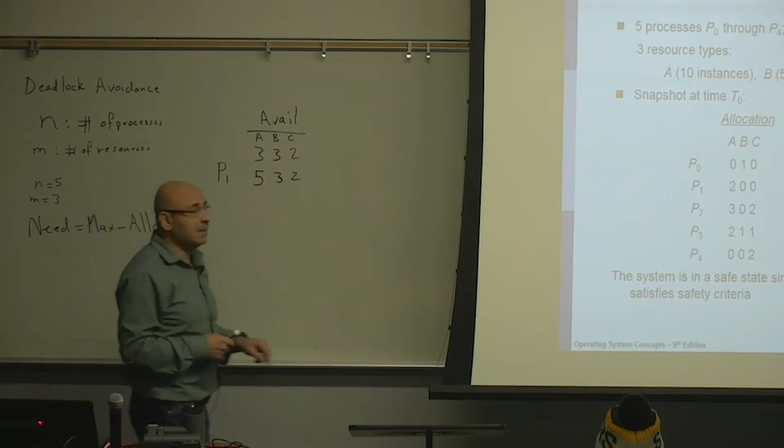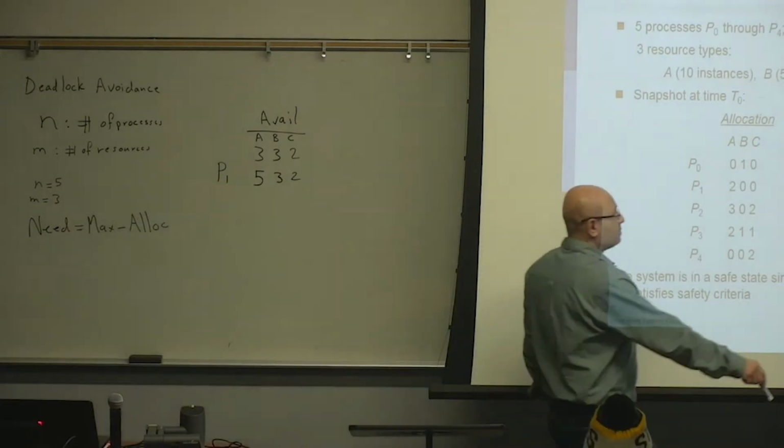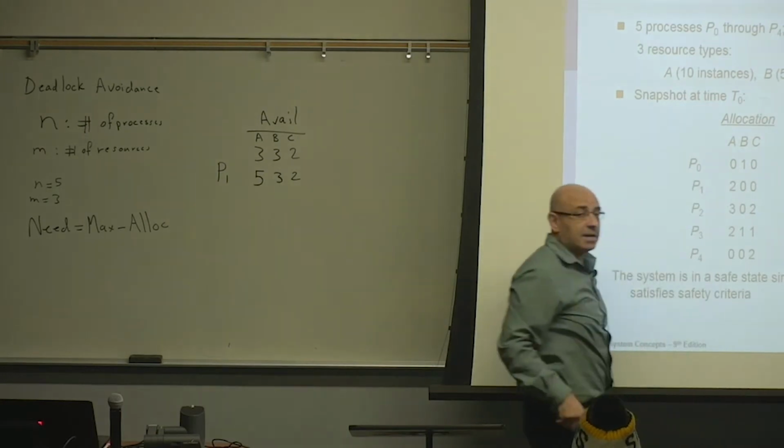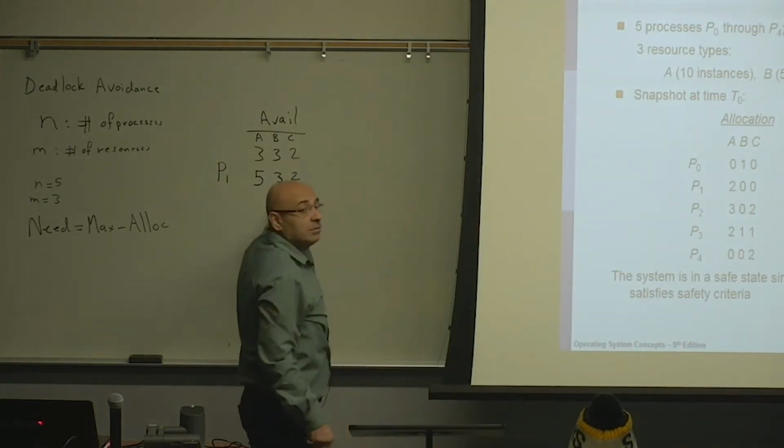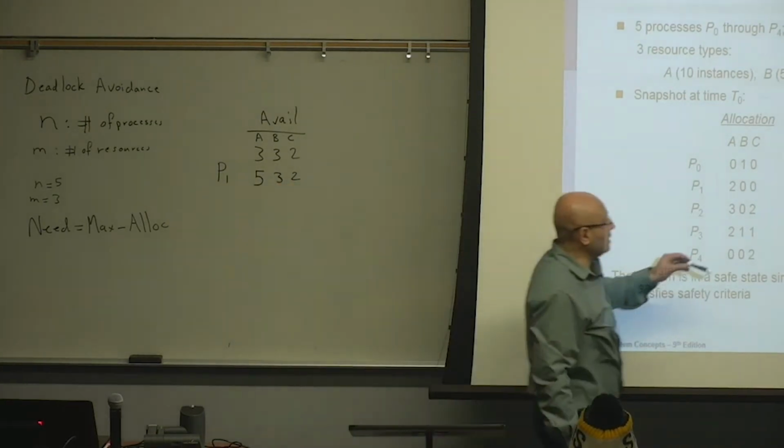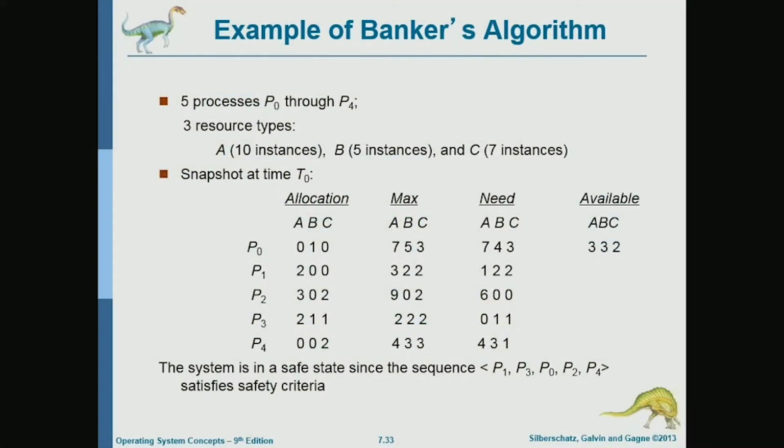Okay, now with 532, what do we do? We scan these processes and find a process whose needs can be satisfied using 532. Can we satisfy the needs of P0? No. P1 is done. We don't go back to a process that is already done. Can we satisfy the needs of P2? No. Can we satisfy the needs of P3? Yes. So the needs of P3 can be satisfied.